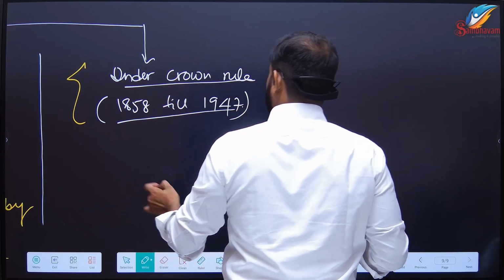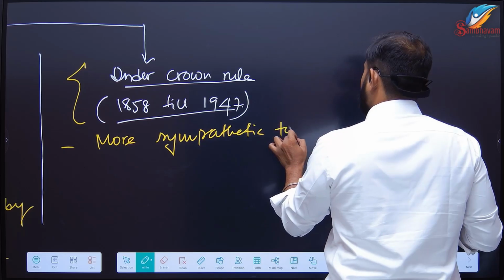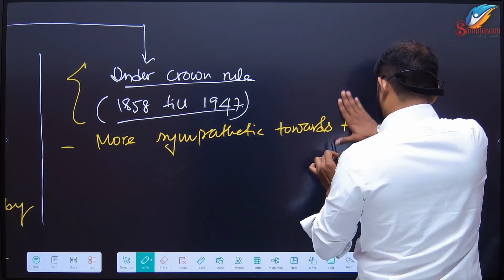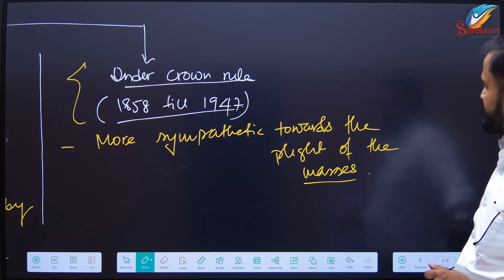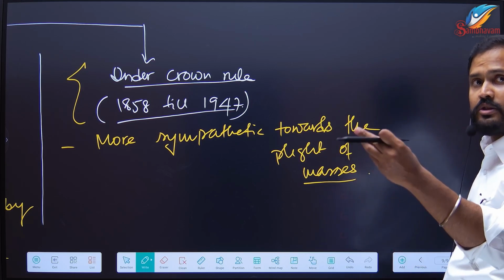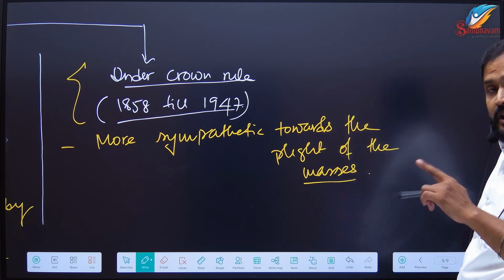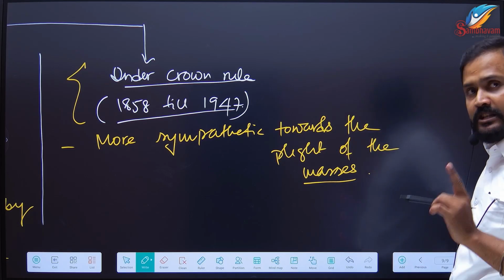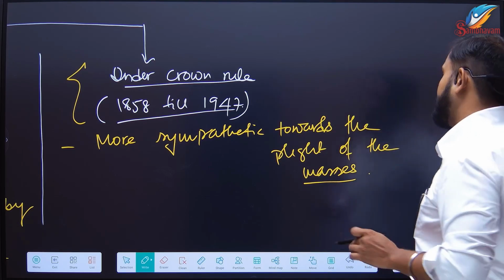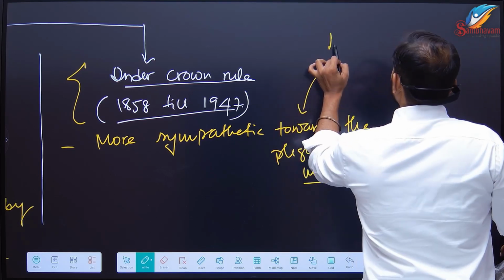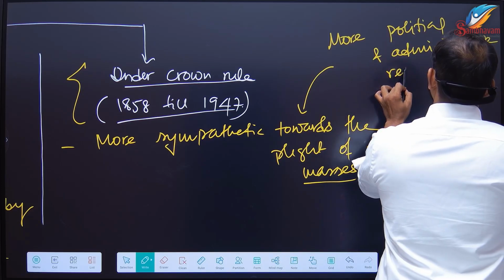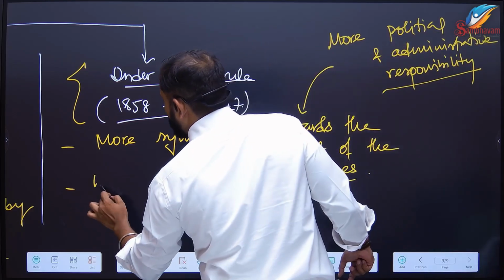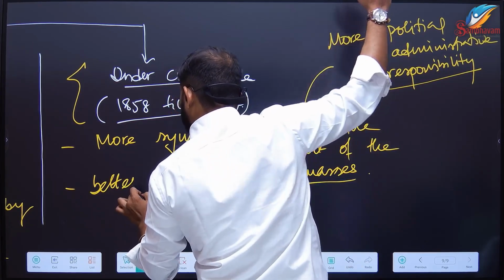Under crown rule, more sympathetic towards the plight of the masses. Naturally, crown rule, that means directly Indian subjects became the subject under the empire. Thereby, they were more responsible. That means here it is marked by more political and administrative responsibility. Also, better role played by press and media.